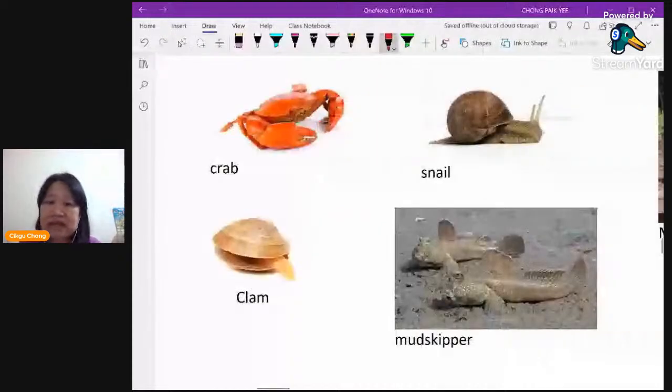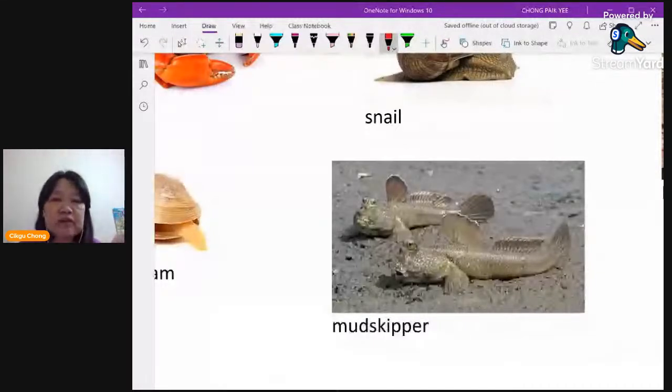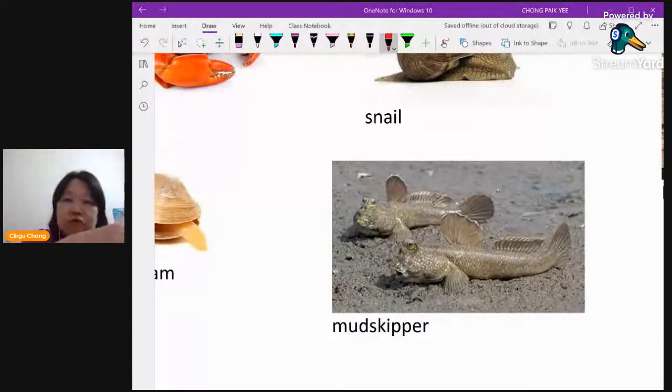They have special adaptations, you see. Even though they are considered a kind of fish, they have the fins which are adapted so that they can pull themselves onto the mud. So they're able to move their fins and they sort of can glide on the mud there. So they're able to move by pulling themselves on the mud. So they call it mudskipper. They sort of skip on the mud.